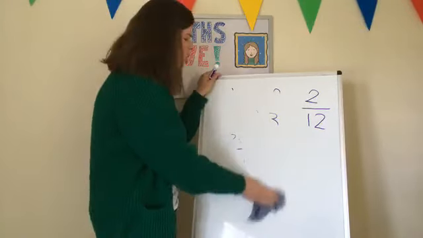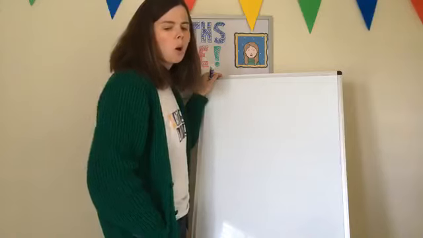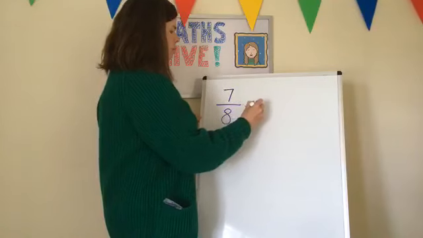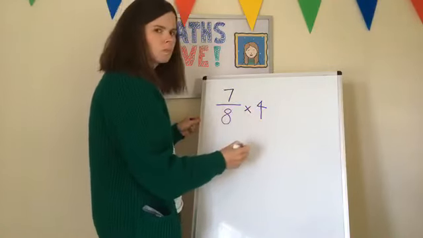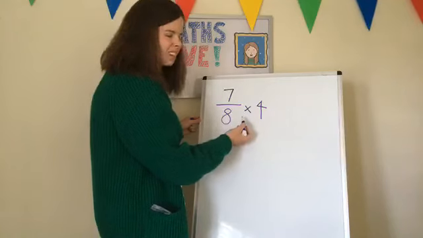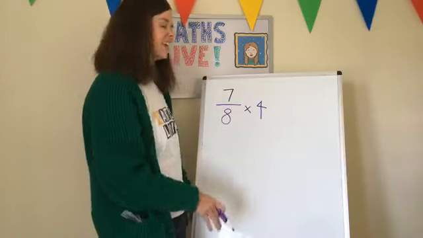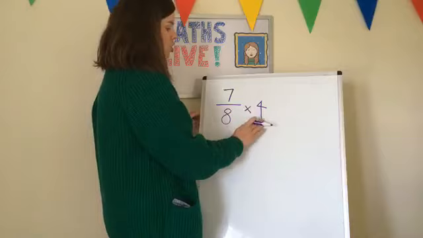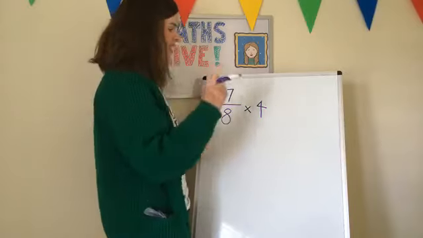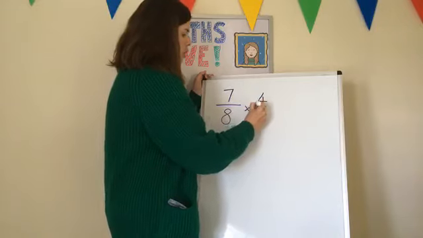Now then, what do you do if you're multiplying a fraction by a whole number? So, what if you've got 7/8 times 4? Do you multiply the denominator? Do you multiply the numerator? Do you do something else entirely? No. What you do is you change 4 so it is a fraction. How do you do that? This is what you do. 4 becomes 4 over 1.